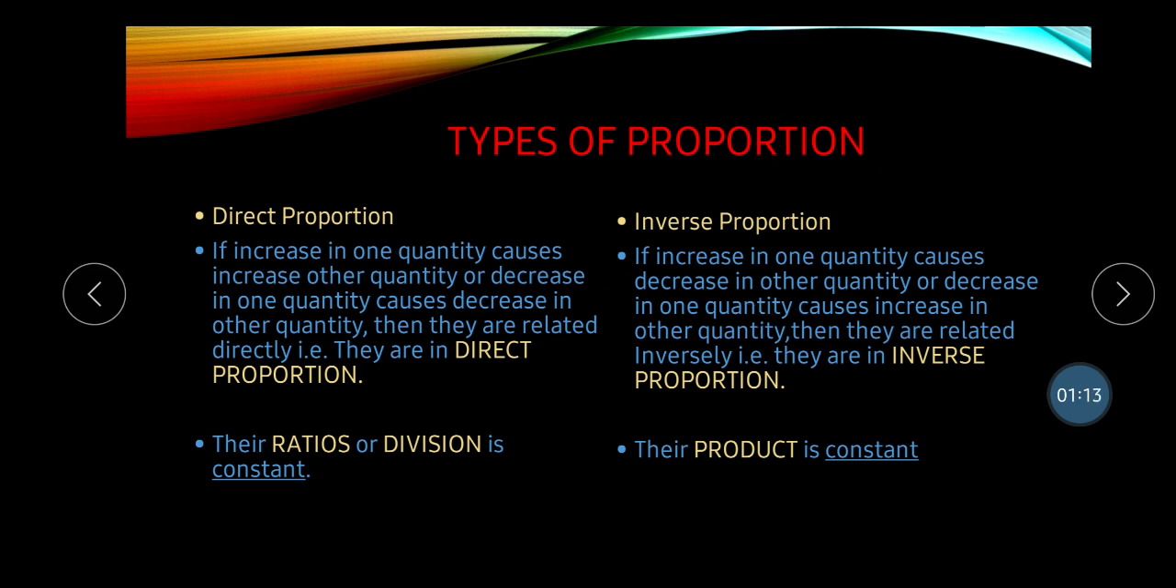Inverse proportion. If an increase in one quantity causes a decrease in the other quantity, or a decrease in one quantity causes an increase in the other quantity, then they are related inversely, that is they are in inverse proportion. The product is constant. That means here we need to apply multiplication. Product means whatever answer we get after multiplication. So here the product is always constant.